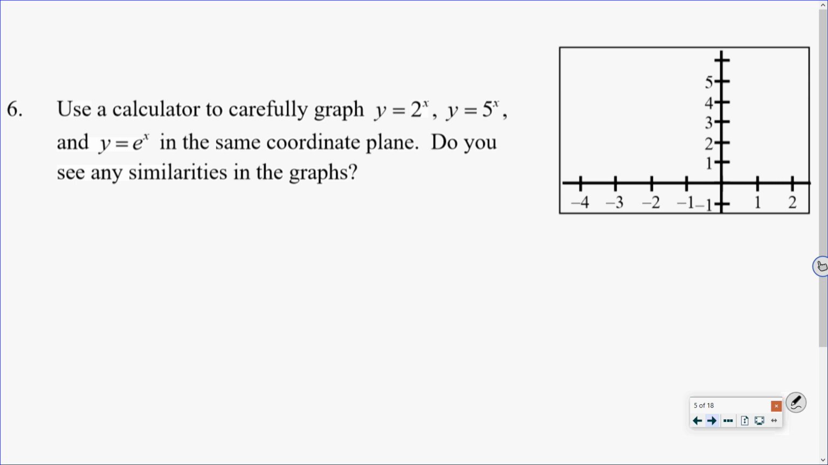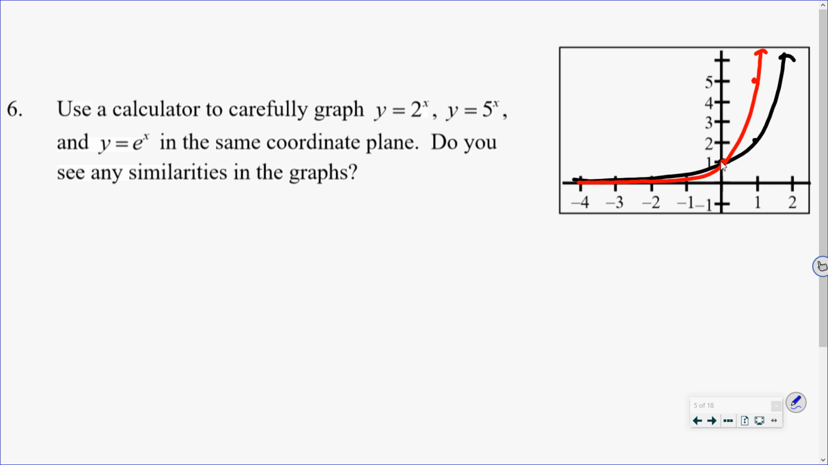What you should have seen is 2 to the x crossed at 0, 1. If I plug 1 in there, it crosses at 1, 2. So 2 to the x comes in like this. Y equals 5 to the x, it still crosses at 0, 1, but your next point, when I plug 1 in there, that'd be 5 to the first power. You'd be up here at 5. So it should have come in something like this. Okay, so that's the 5 to the x.